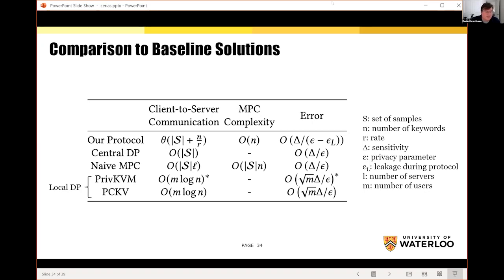If we look at the local DP column, we see that they have very low communication because they basically send one message for all of their keywords, but they have a very high error, that is the square root of the number of users. And the naive MPC solution has a complexity of all the samples times all of the keywords. If you executed the naive solution, the running time would be several hours, and you could not possibly compute this statistics for a reasonable data set size.